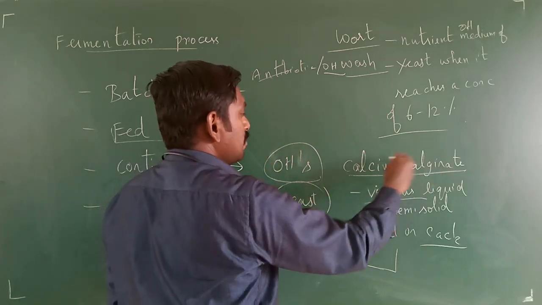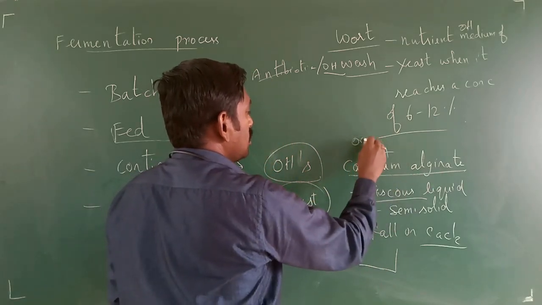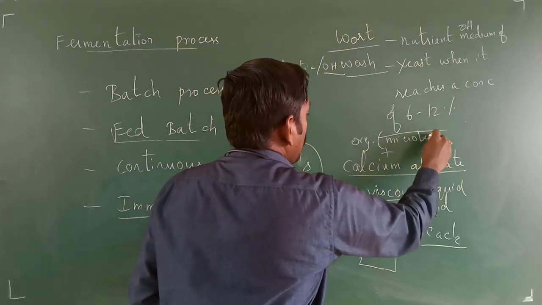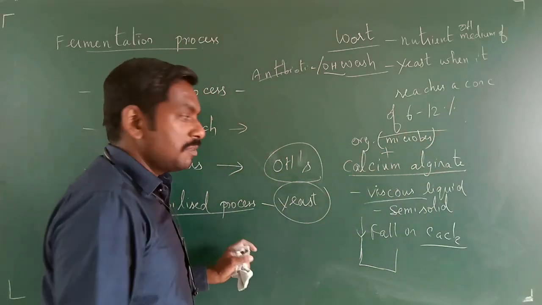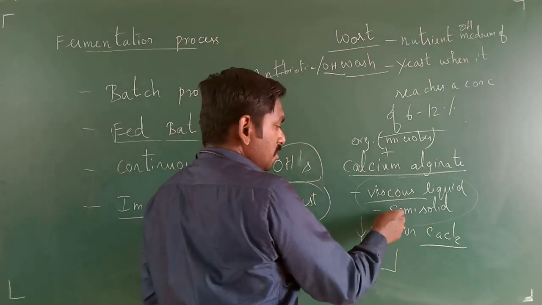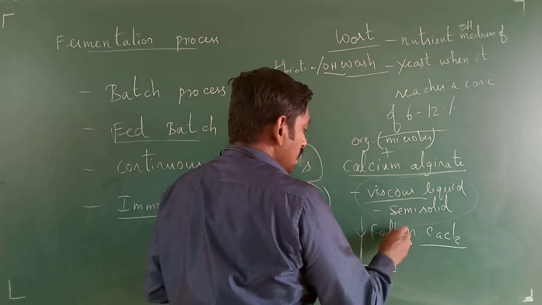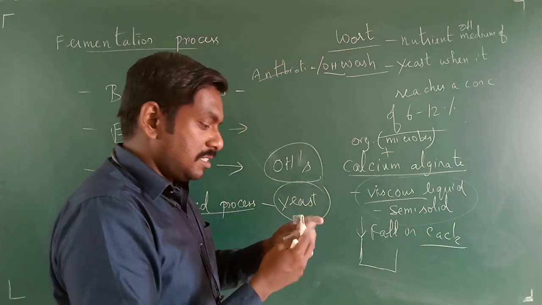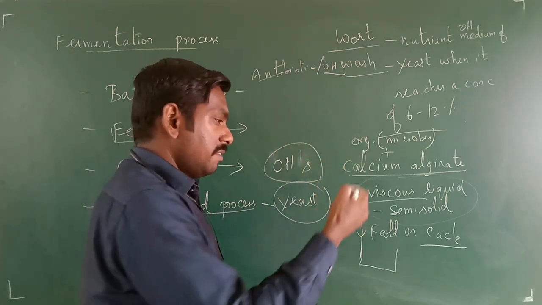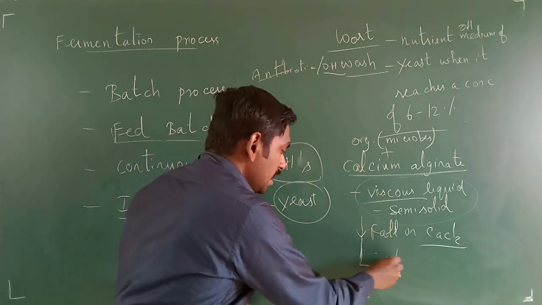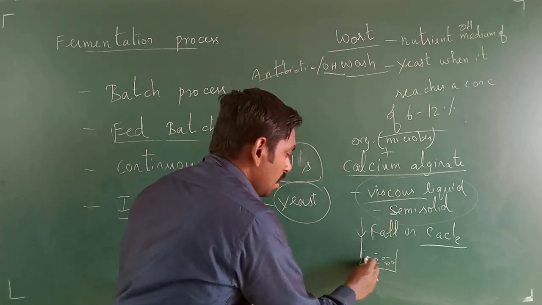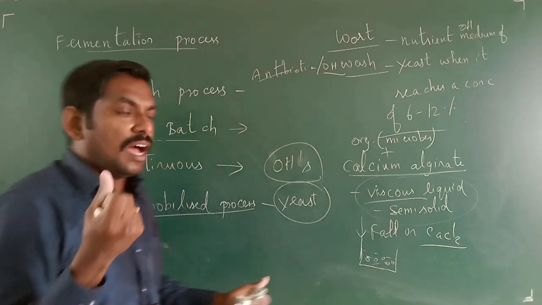They will mix the calcium alginate and the organism, especially the microbes, right? They will mix the microorganisms along with the calcium alginate, making it a viscous liquid of semi-solid nature. They will take it in a syringe or a pipette-like thing and drop it into the calcium chloride. In the calcium chloride, it will form a ball or bead-like structure which will be very hard.